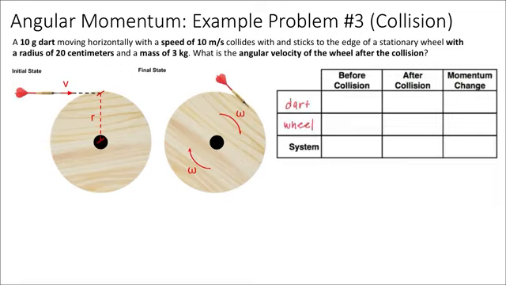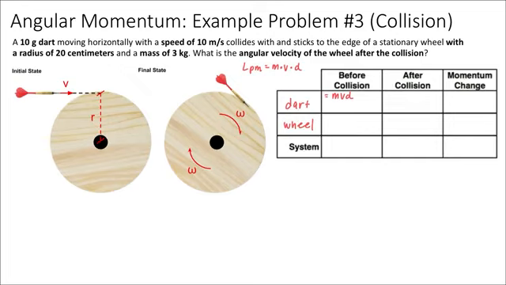All right. Now, in terms of the momentum of the dart before and after the collision, I know that before the collision the dart has an angular momentum. These are all going to be angular momentum values now. What we just defined was that the angular momentum of a point mass, if we consider the dart to be a point mass, would just be the mass of the dart multiplied by the velocity of the dart multiplied by the distance of the dart from the center. And in this case, that's just going to be the radius of the wheel. And so I'll write that here. That is going to be the angular momentum of the dart before the collision.